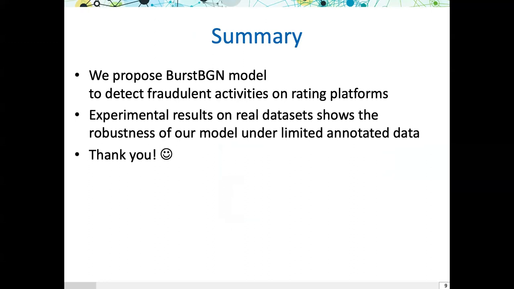As a summary, we propose the Burstiness-aware model, the BGM model, to detect fraudulent activities on rating platforms, and the experiments show that our model is robust on different data sets under limited annotated data.